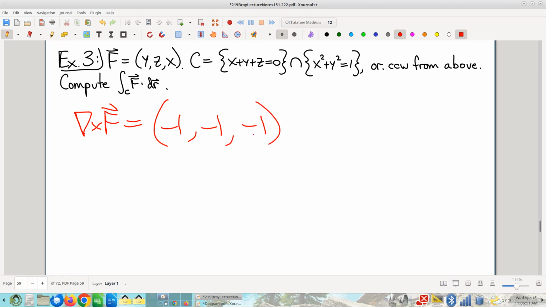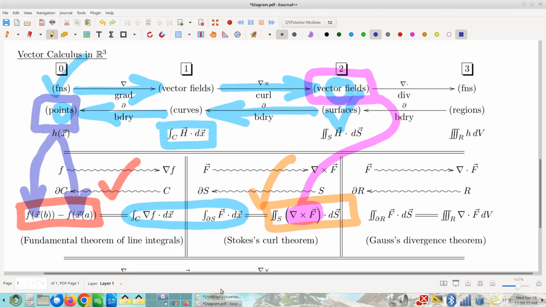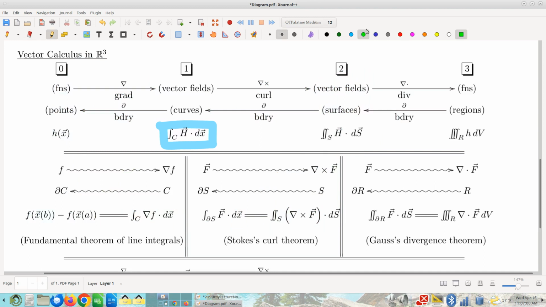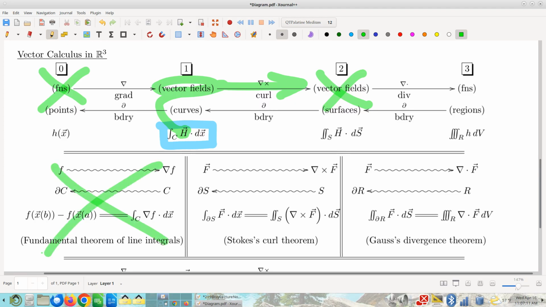Right? Didn't get 0. What does the diagram tell me then? We looked at our integrand. We computed the curl. We did not get 0. That means there is no antigradient. That means the fundamental theorem of line integrals is off the table. Don't waste your time.